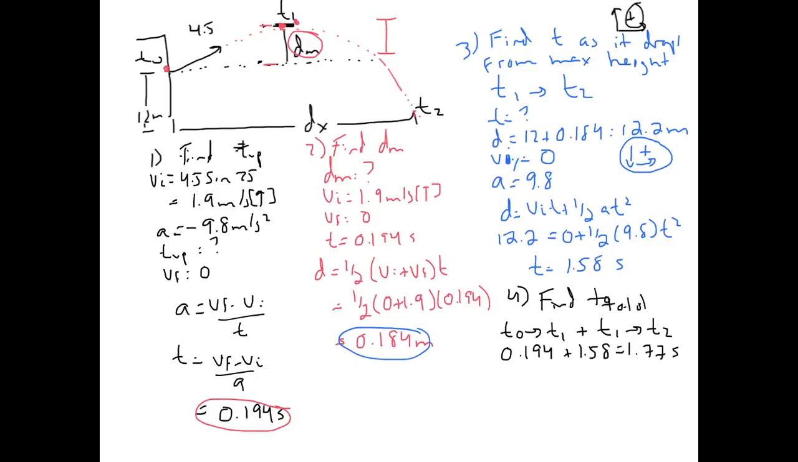Now, finally, we can solve that back into our original equation. We know we're trying to find dx, so we'll call it number 5. We'll say dx is the question. Tx is 1.77, and Vx, as we've already established, is 4.08. V equals d over t, so distance equals velocity times time. You plug your numbers in, and you get 7.2 meters that way.